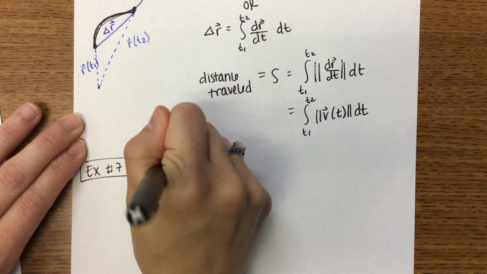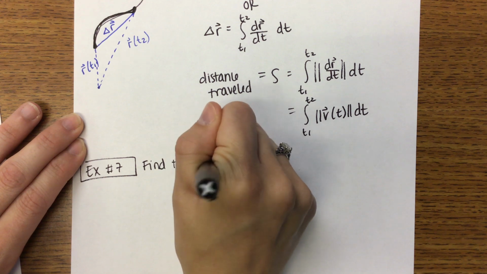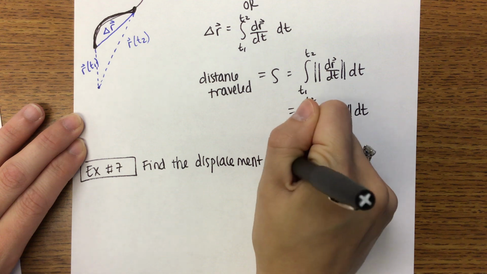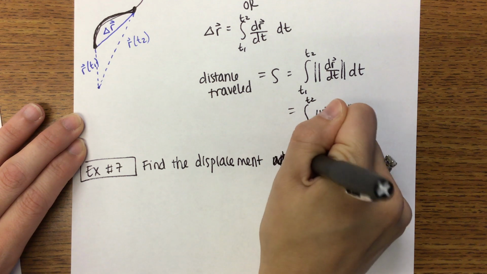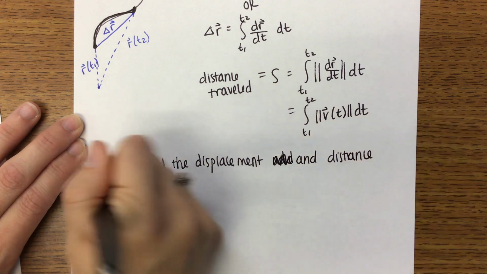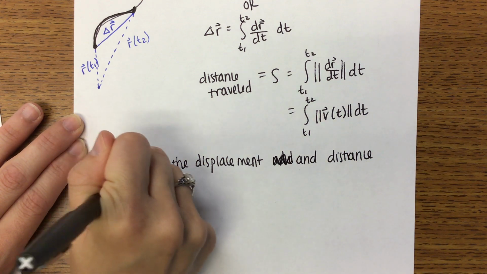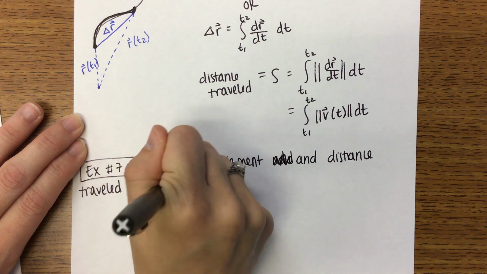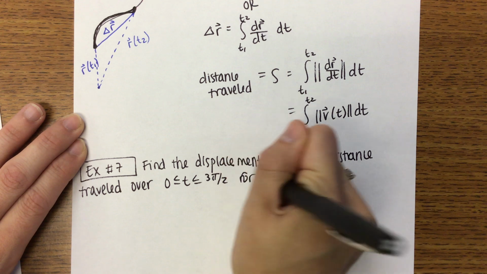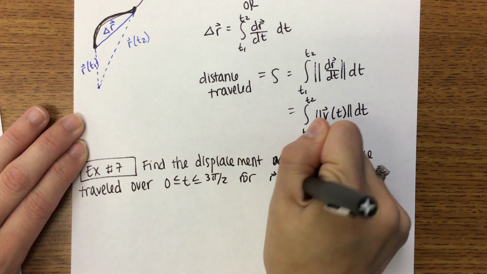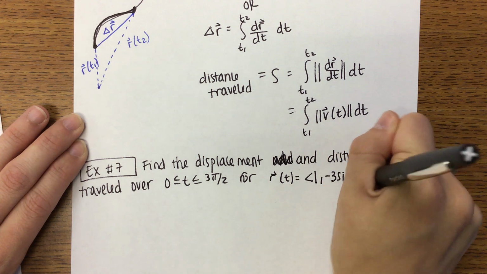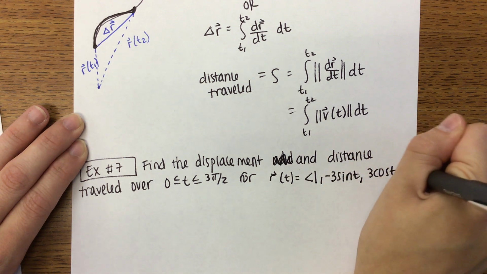We are going to find the displacement and distance traveled over t between 0 and 3 pi over 2 for r of t equal to 1, comma, negative 3 sine of t, comma, 3 cosine of t.